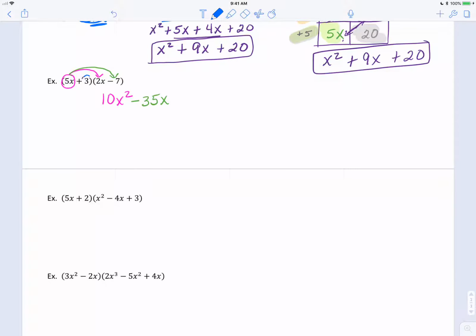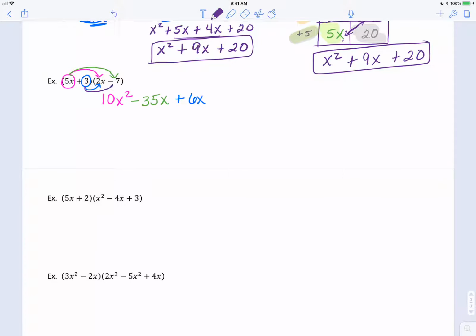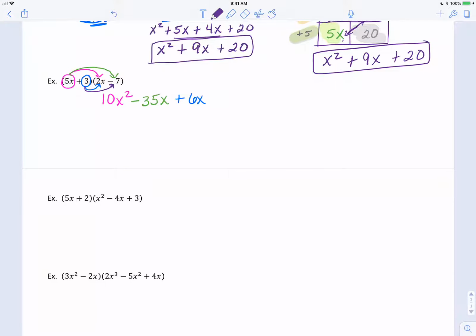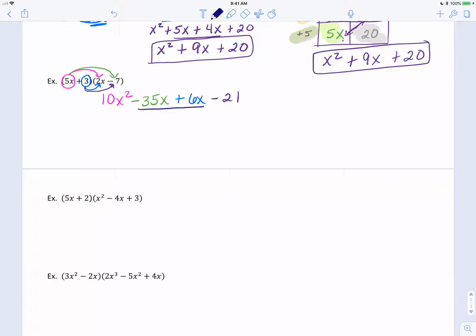So now he's played tag, so now we're going to take the 3, multiply it by the 2x, 6x, and multiply it by that negative 7, so negative 21. Then final answer, join our like terms, so that's 10x squared minus 29x minus 21.